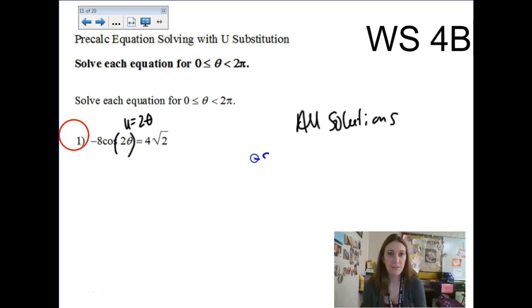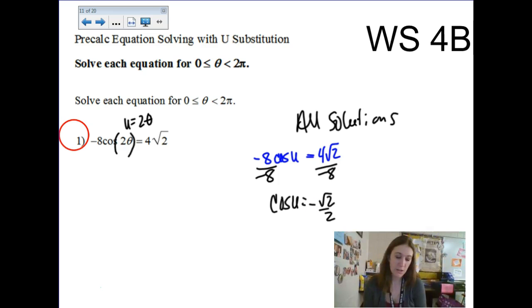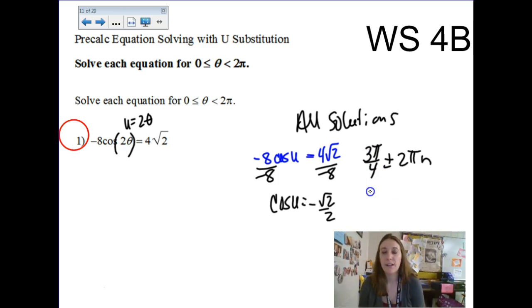So let's set up negative 8 cosine of u, we'll call it, equals 4 square root of 2. If I'm going to solve, I'm going to have to divide by negative 8. And we get the cosine of u equals negative square root of 2 over 2. So, for all solutions, when is cosine negative square root of 2 over 2? That would be quadrants 2 and 3. So that would be 3 pi over 4 plus or minus 2 pi n, and 5 pi over 4 plus or minus 2 pi n.